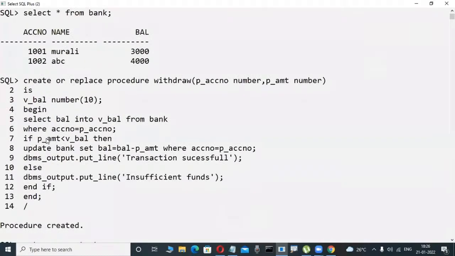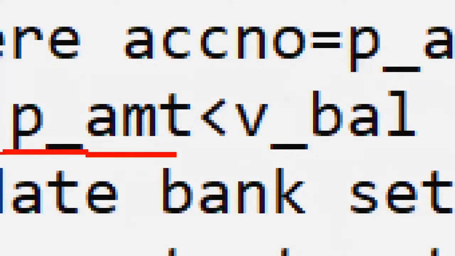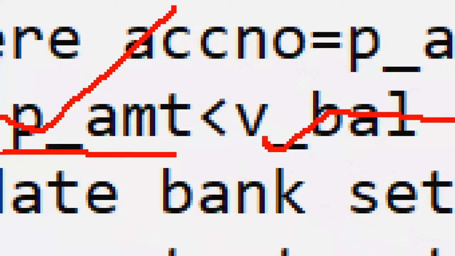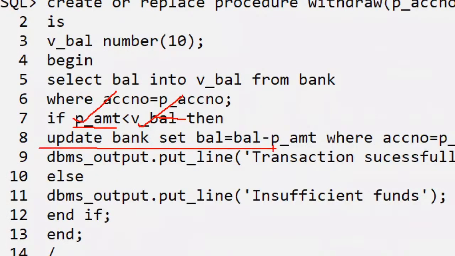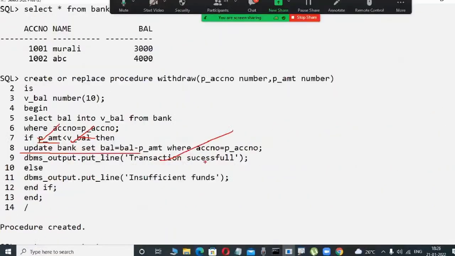So whenever your passed amount, 2,000, is less than the available balance, in this case 3,000, here this 2,000 is less than 3,000, I am updating the bank table only. Bank updating means modifying that one. Just the transaction is successful. Now, is it really correct?